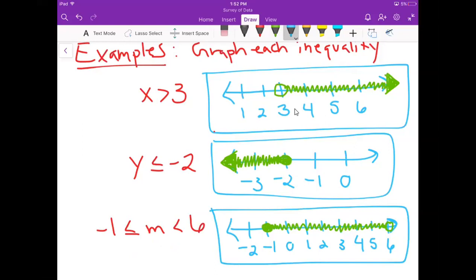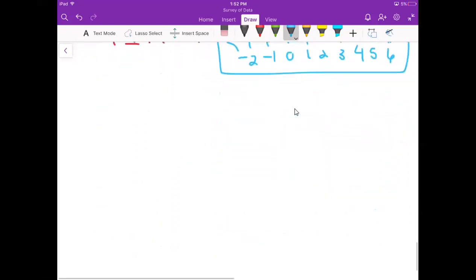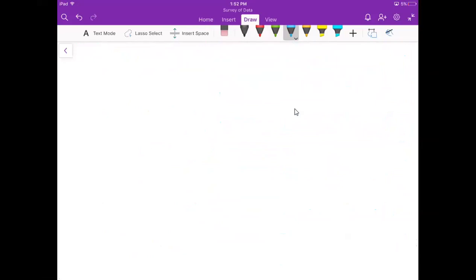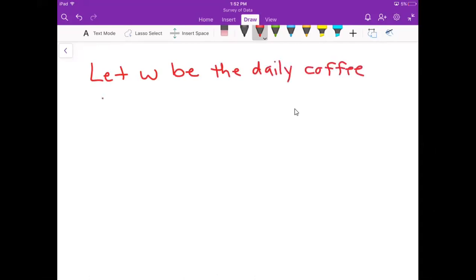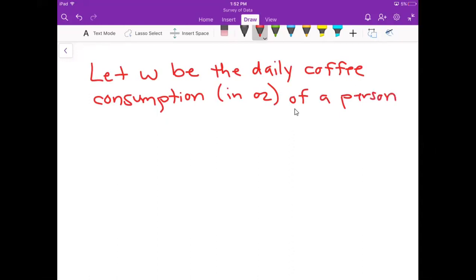All right, let's put one of these inequalities in context to see when we would actually use an inequality for a variable. So in this example, I'm going to let W be my variable, and it's going to be the daily coffee consumption. I don't know about you guys, but I often need coffee to get through the day. We always need a unit for a variable, so this is going to be coffee consumption in ounces of a person. So this is a variable because it can be a bunch of different things. But what if we put an inequality to this variable?